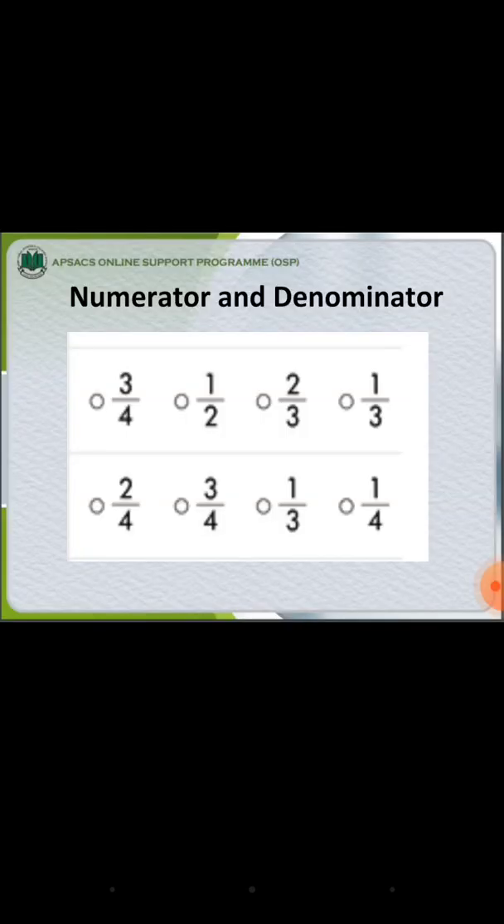These are some examples of fraction. Now tell me what is the numerator and what is the denominator among these fractions. In 3 by 4, 3 is numerator and 4 is denominator. Now tell me in 1 by 2 what is numerator? Yes, 1 is the numerator and 2 is denominator.